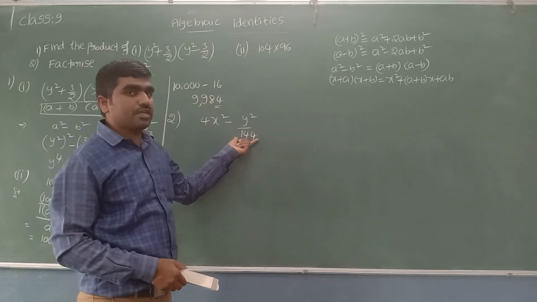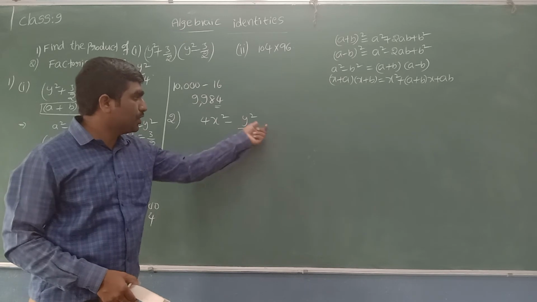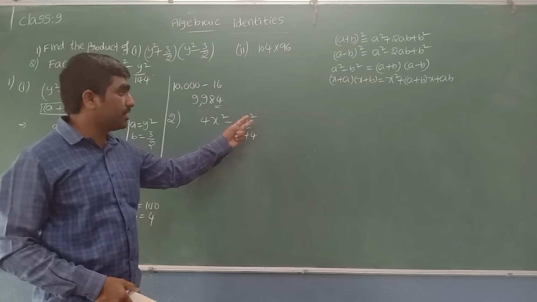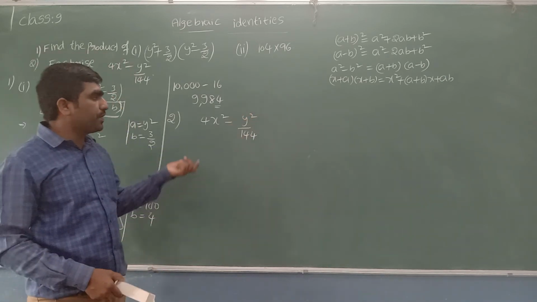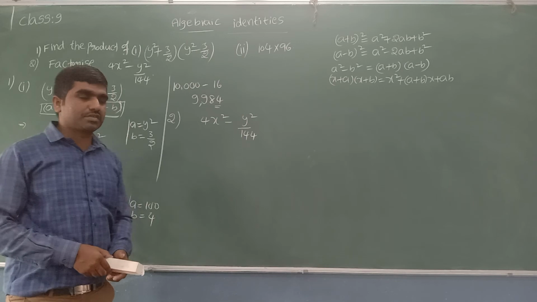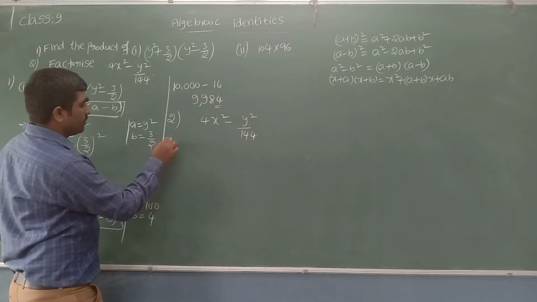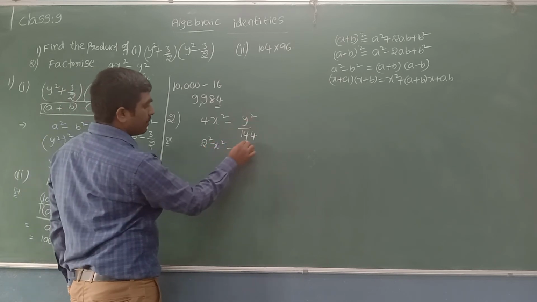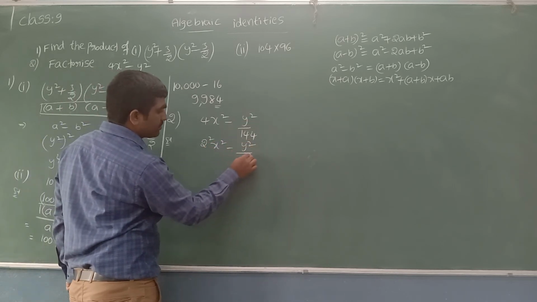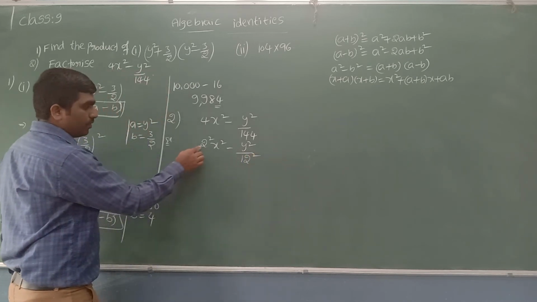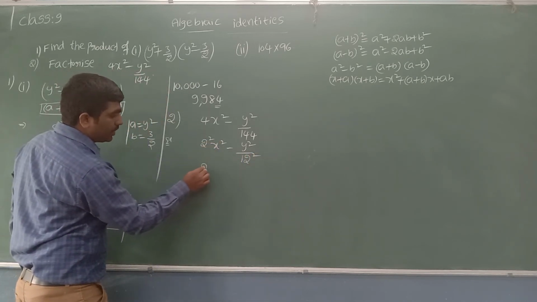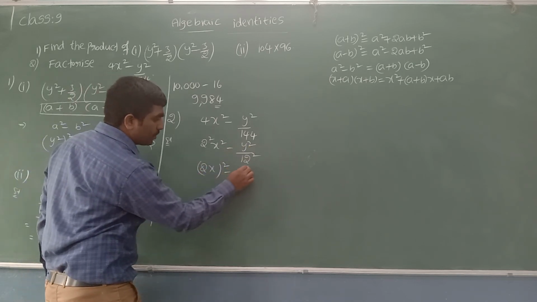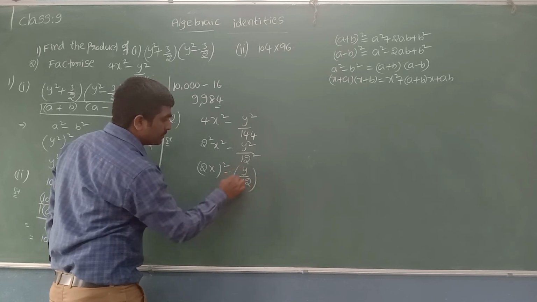Similarly 144 is also a perfect square. We can write 12 square. So y square by 12 square we can write together y by 12 whole square, where I can see b square. Sir, there is a possibility to express like a square minus b square. So let me write this here. 4 I can write 2 square x square minus y square by 144, which is also a perfect square, where I can write 12 square. Now 2 square x square together we can write 2x whole square minus y square by 12 square together we can write y by 12 whole square.